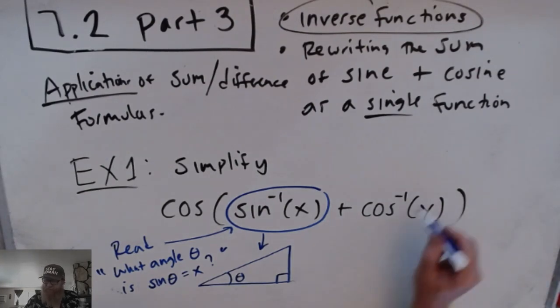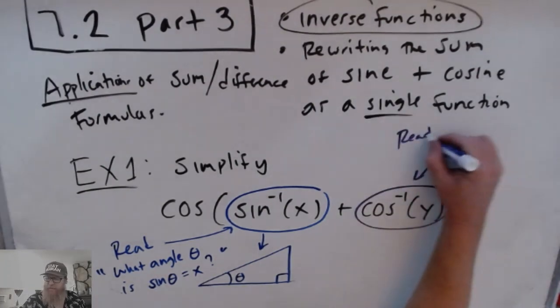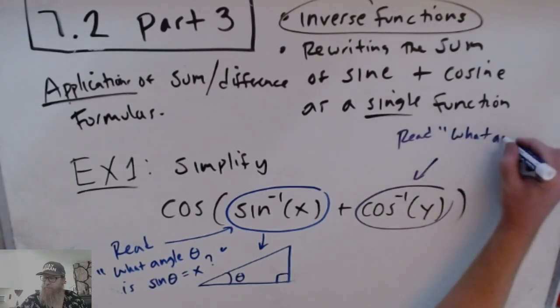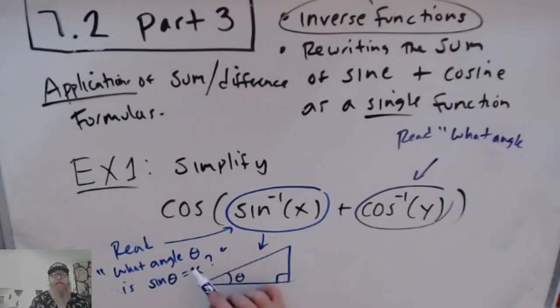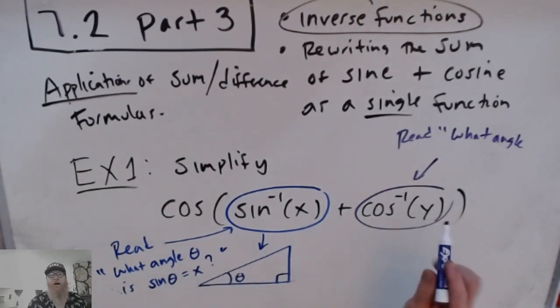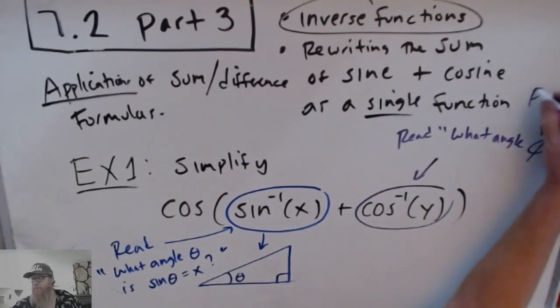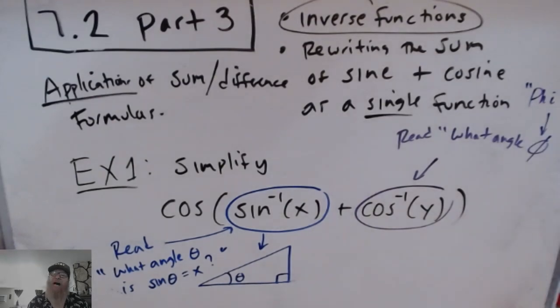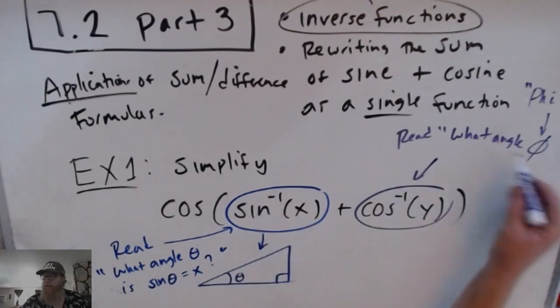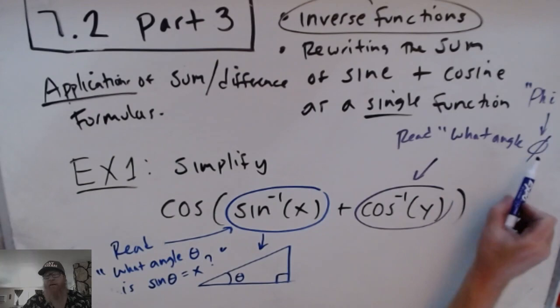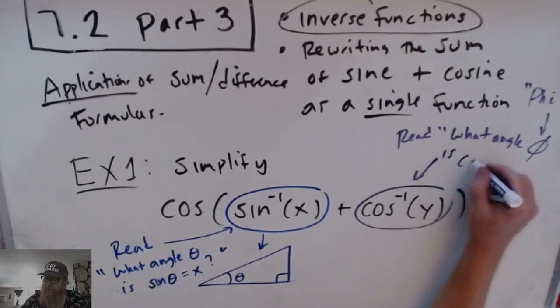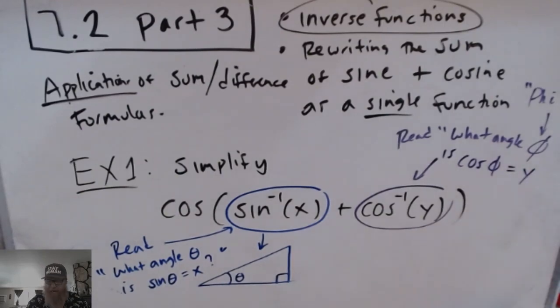Similarly over here, cosine inverse, you would read, what angle... I better not use the same symbol as this one, because this is an x and this is a y, and they're different. So let's call this one phi. If you're not used to that symbol, that's phi. Some of the sororities and fraternities at the university call it phi, and in math we like to make fun of them and say, well, you're actually saying it wrong. So what angle phi is, but I digress, cosine of phi equal to y.